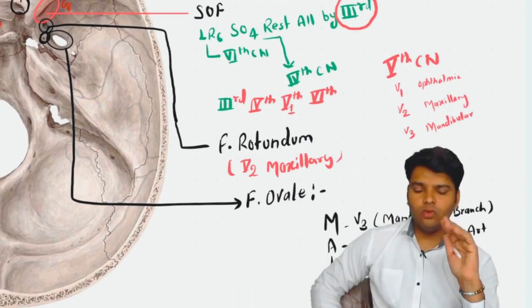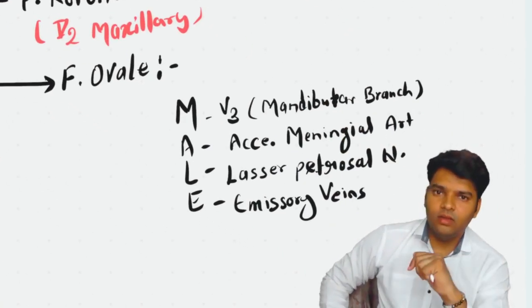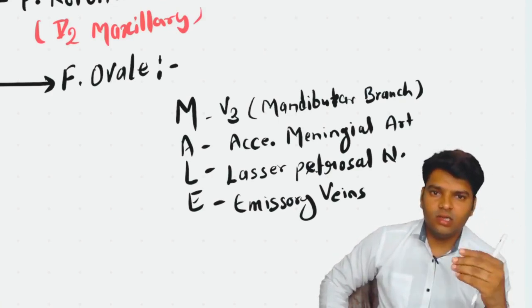Okay, so we have made a mnemonic. This is the mnemonic MALE. The first M means V3, the mandibular nerve, which is a branch of the trigeminal nerve, and the accessory meningeal artery, and the lesser petrosal nerve, and emissary veins. These are the structures passing through the foramen ovale.